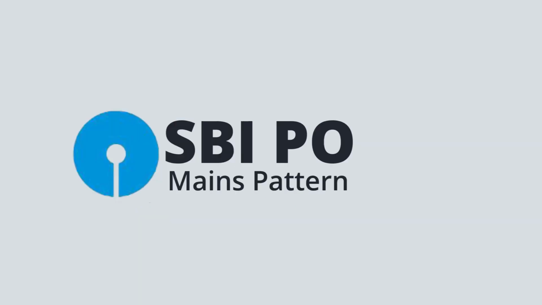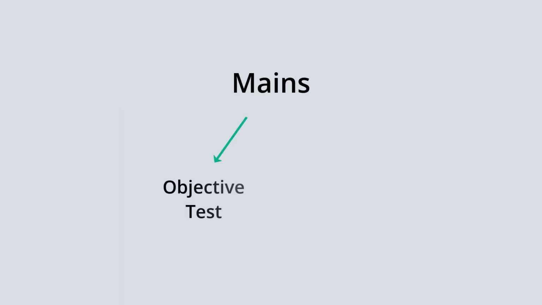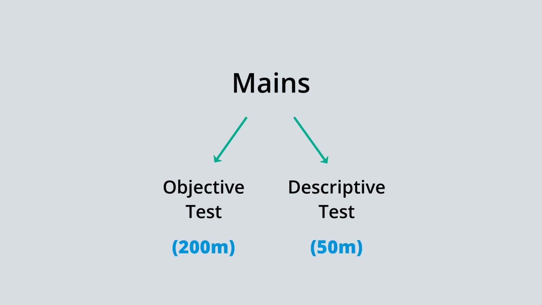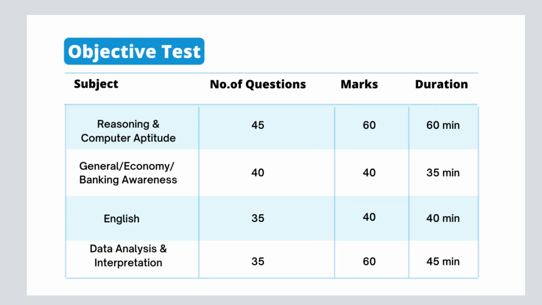Coming to mains, it will have an objective test and a descriptive test. Objective test will be for 200 marks, and descriptive test will be for 50 marks. So totally 250 marks. In the objective test of mains, you will have 4 sections: reasoning and computer aptitude section, banking awareness section, English language section, and data analysis and interpretation section.